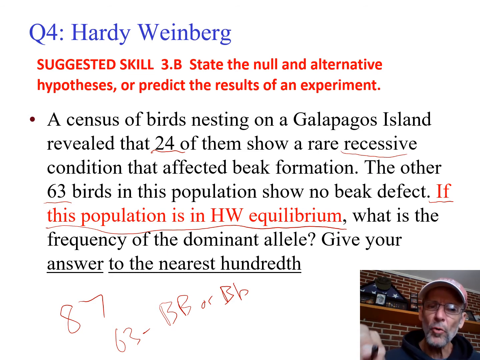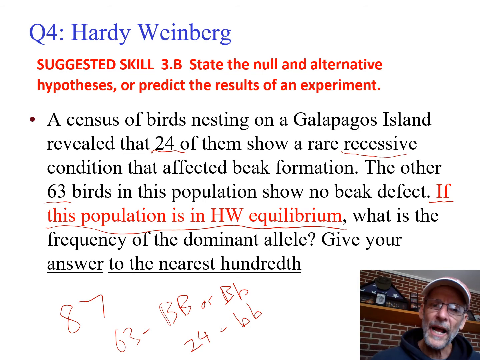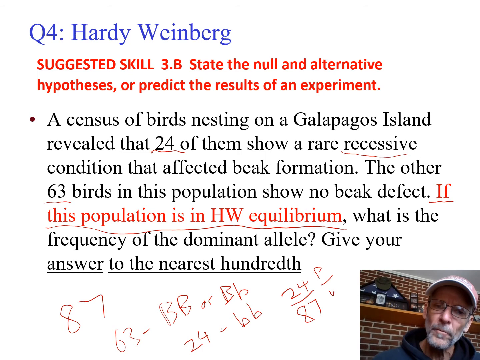So like in so many heredity questions, we start by focusing on the ones that we do know for sure. 24 of them had 2 recessive genes. That we know for sure by looking at their phenotype. What's the frequency of those that had 2 recessive genes? 24 out of 87, not out of 63, right? Because to get a frequency, you always divide the part by the whole, right?